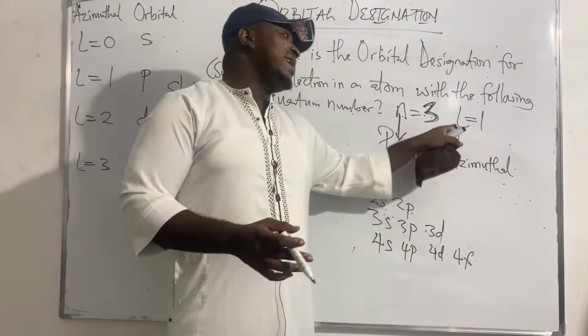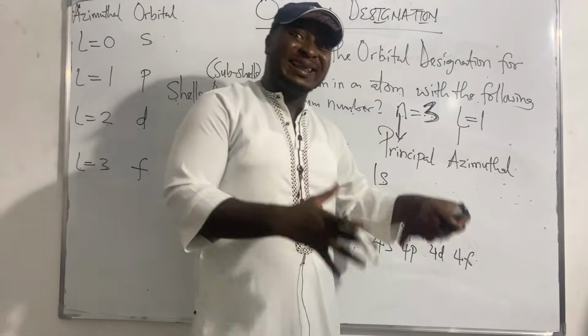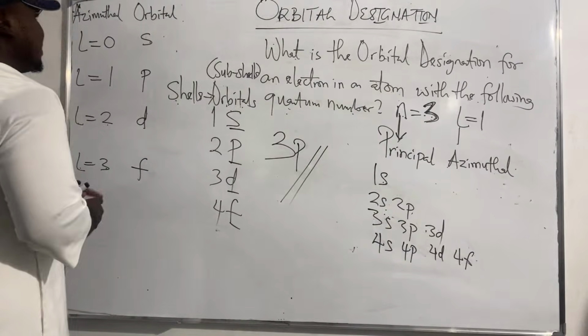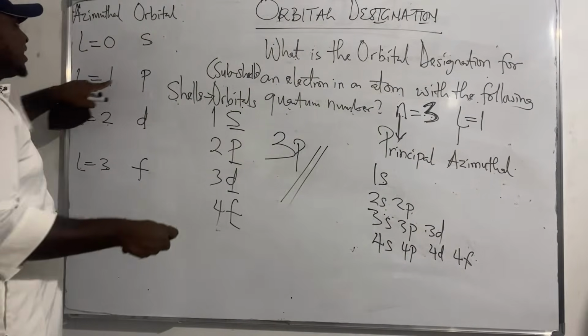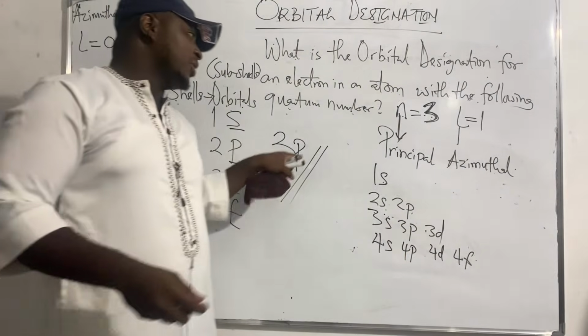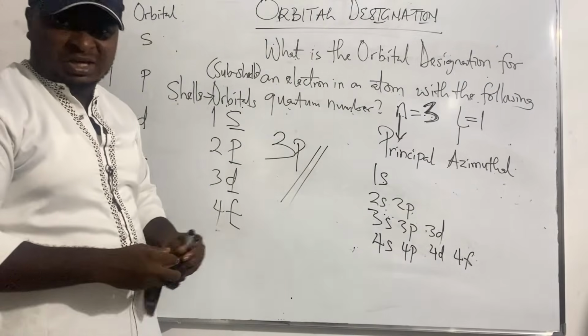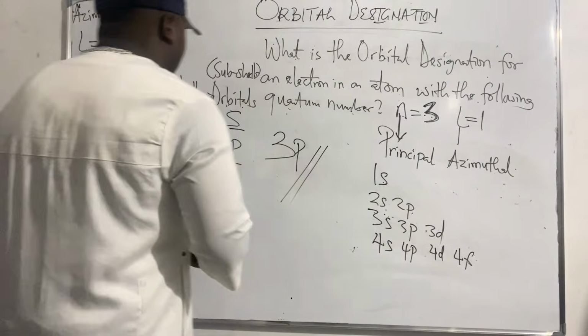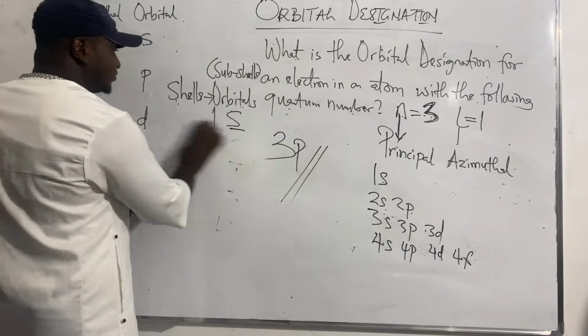3. Now, L is azimuthal. Azimuthal talks about the orbital level. Look at it. When L is 1, it means we're dealing with a p orbital. So this is 3 but p. That's the answer to this question: 3p.